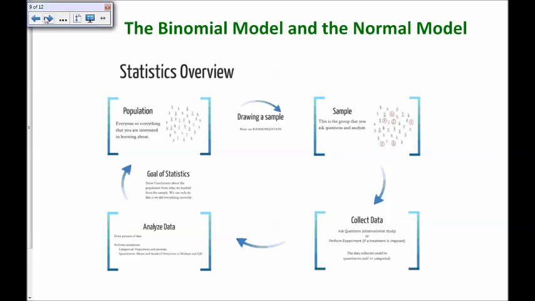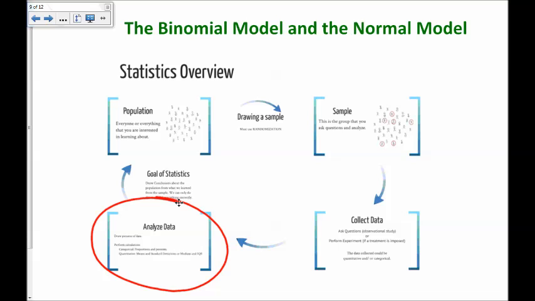Finally, I want to draw a connection between the binomial model and the normal model. Here is an overview for statistics. Again, we have a population that we want to know something about. We randomly draw a sample. We collect data from that sample and analyze that data, hoping that we can draw conclusions about our population from that random sample. Now as we analyze the data, we will frequently ask questions like, how likely is it that I saw this happen in my sample of 50 people or 40 people or 25 people?